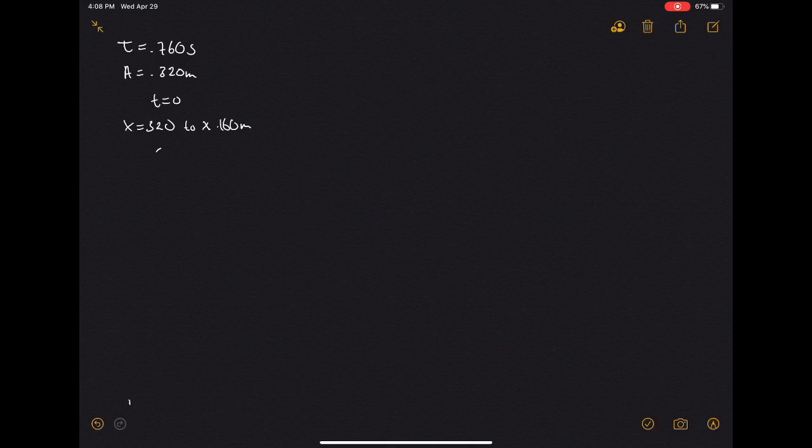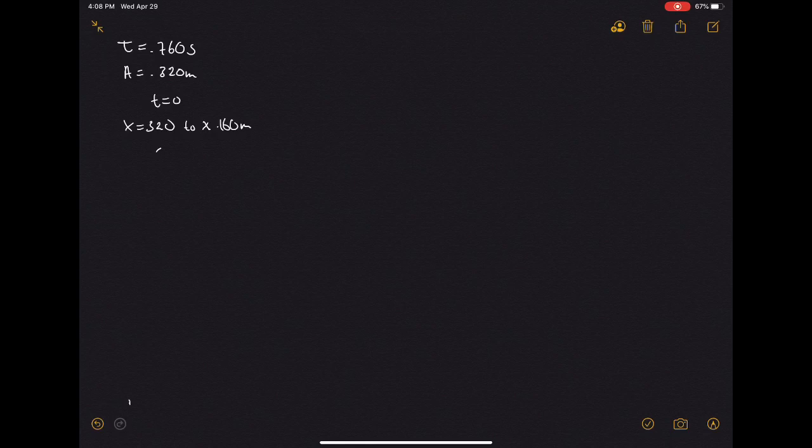Okay, for problem 14.11, we have an object undergoing SHM with period 0.760 seconds and amplitude of 0.320 meters. At t equals 0, the object is at x equals 0.320 meters and is instantaneously at rest. Calculate the time it takes the object to go from x equals 0.320 meters to x equals 0.160 meters.